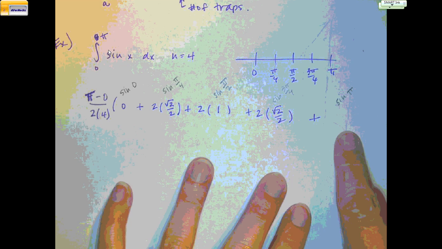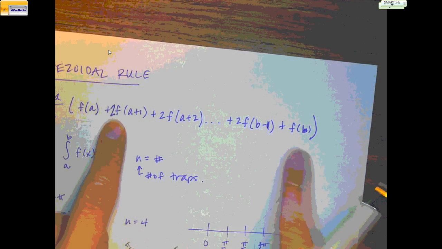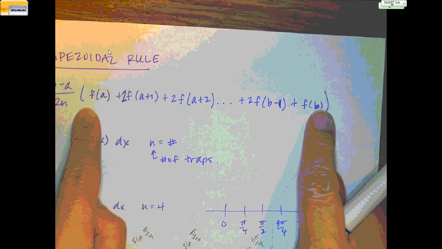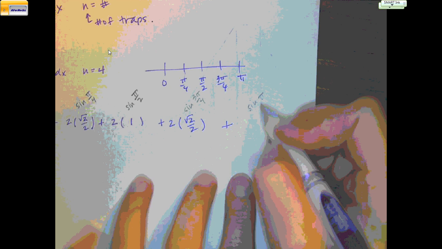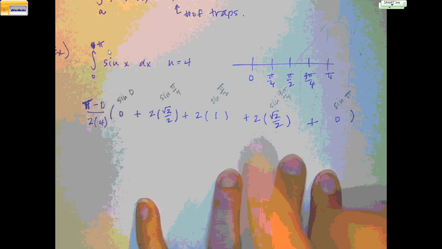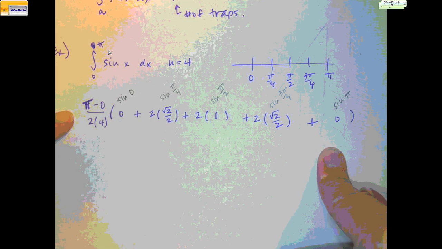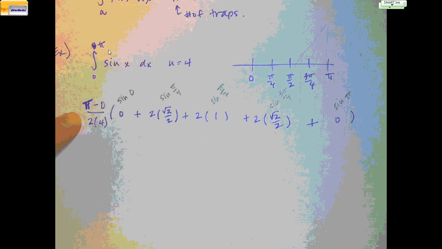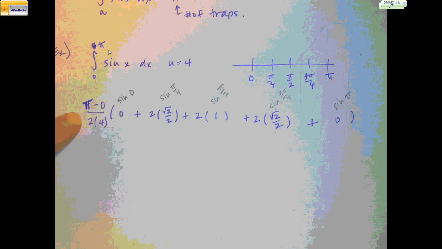Now the last value, and you'll notice from the formula, the guys in the middle are all multiplied by 2. The guys on the ends are not. So we just have to figure out the sine of pi, which, by the way, is 0. Type all this in your calculator, and don't forget to multiply by pi over 8. It's just the formula, sweetie. First and last don't get multiplied by 2. First and last, neither one. And we'll get a decimal answer, and that's fine.